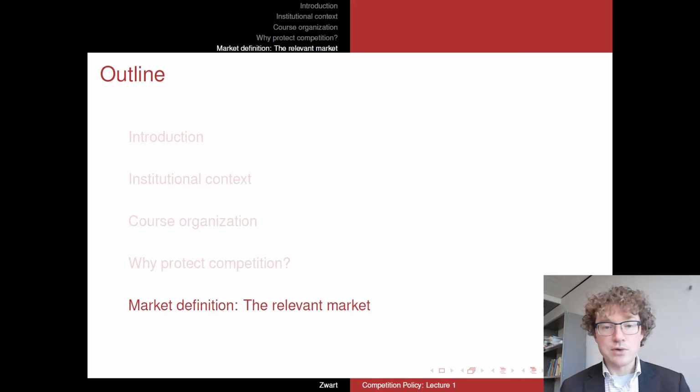So let's then go to actual case work. The first part of a typical competition case is going to be the market definition part. So that's what we're going to look at in the next slides.